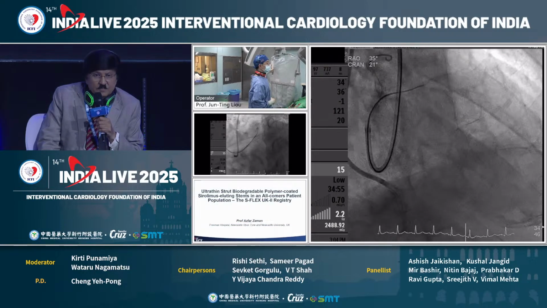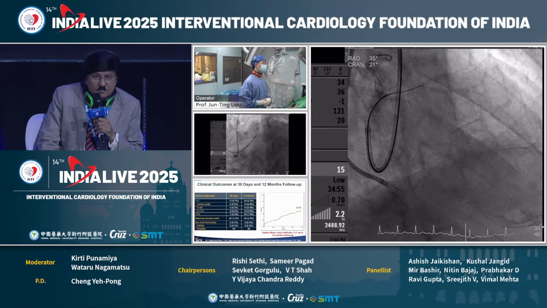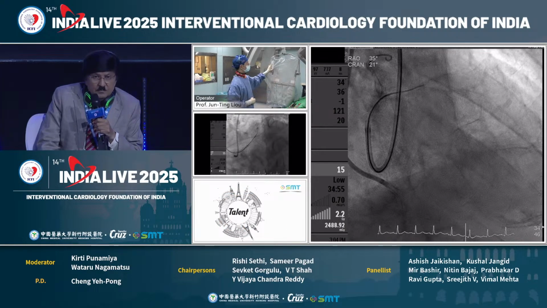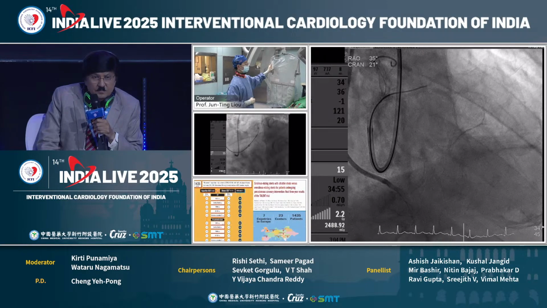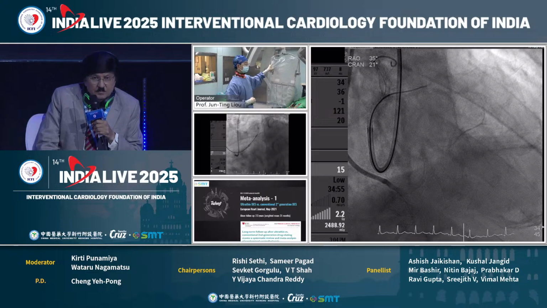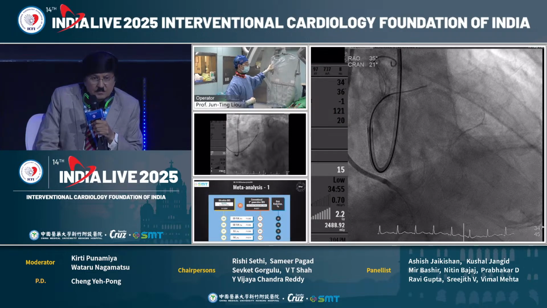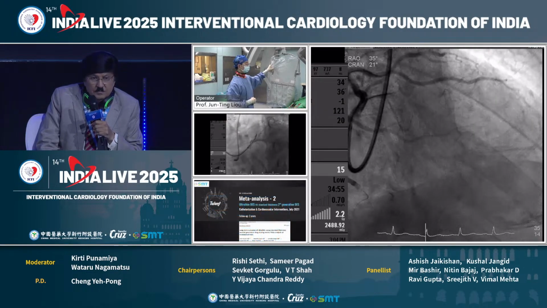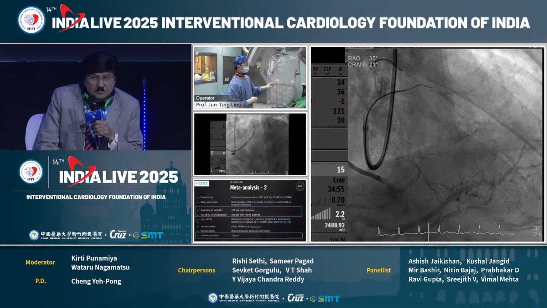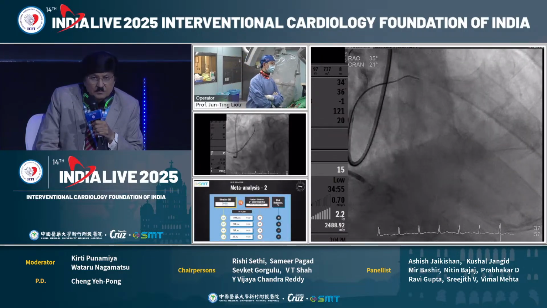At this moment, there's a sharp angle to go straight forward between the LAD diagonal and go down to the true LAD. There's a sharp angle here. So we have to make a big turn using the wire deflection property to go down. But the wire cannot go smoothly. So we use a Gaia Next to make a third attempt.